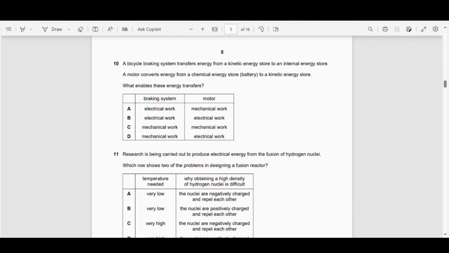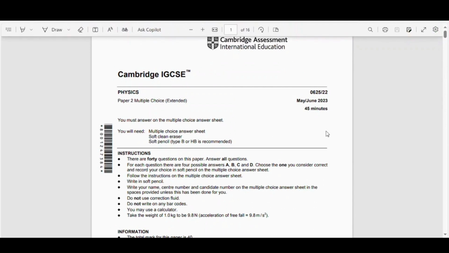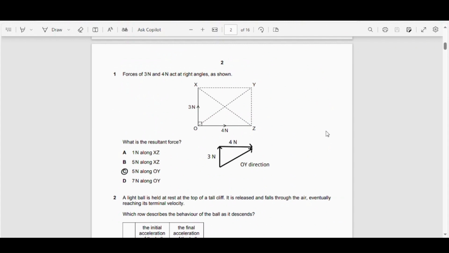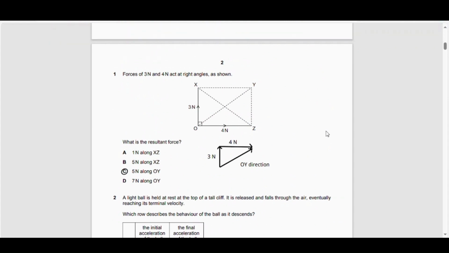Okay, so if we go to May, June 2023, variant 2.2, the first question is a question on resultant force. You can easily tell if you look at a question that has something like this, it definitely is a question that's testing your ability to add vectors together. So you've got forces 3 newtons and 4 newtons acting at right angles as shown. What is the resultant force?